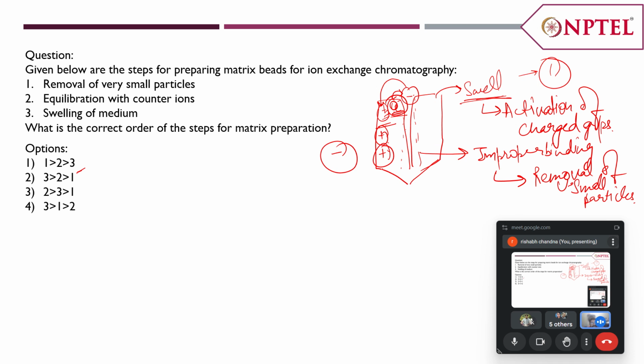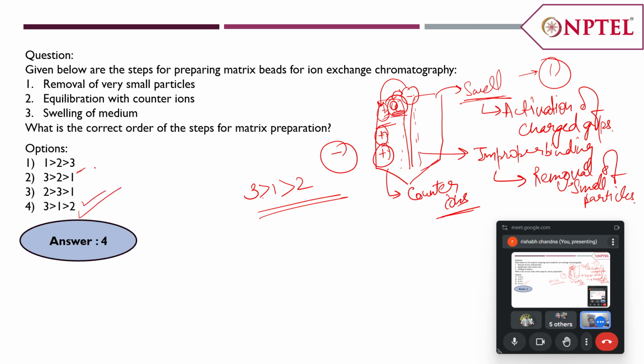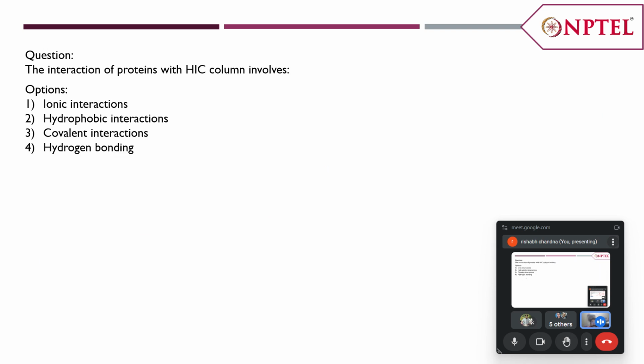Okay, so the last step is equilibration with the counter ions. So the correct order would be 3, then 1, then 2. Okay, so the correct answer is option number 4. So any doubts in the steps? No, sir. Okay, so if not, then we'll move on to the next question.